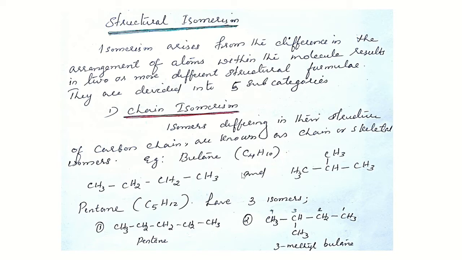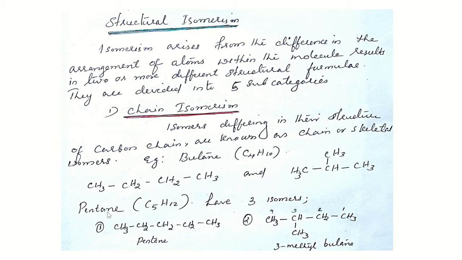And the same butane can be represented in a branched version. That is CH3, CH, CH3, CH3. Total how many carbons? 1, 2, 3, and 4. Here also 1, 2, 3, and 4. So you can see here the same number of carbon and hydrogen, but their arrangement is only different. That is, one is in the chain model and another one is in a branched version. So that is what is known as chain isomerism.